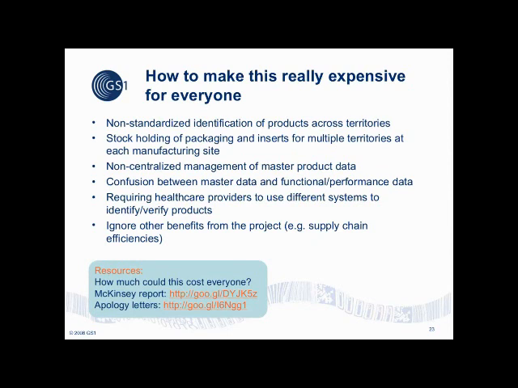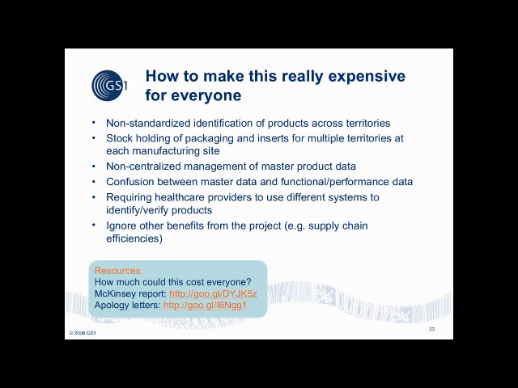which is how we make it really expensive. And I think it's fairly clear how we do this. And the third point I think is key here, that we don't centralize the management of master product data. We let each individual territory that handles our product do it in their own way. We confuse master data with functional and performance data of a product. We require healthcare providers to use lots of different systems to verify different products from different manufacturers. We ignore the other benefits. So if we can identify everything and we know exactly where it is, that can make for a very, very efficient, well-planned and forecasted supply chain. But if we ignore those efficiencies, then it can cost us more if we want it to.